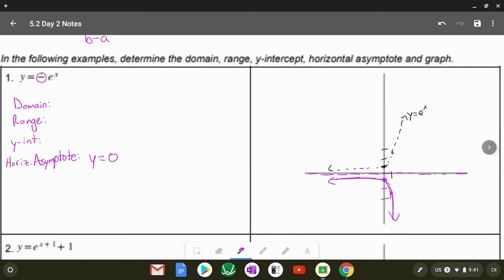The y-intercept changed from (0, 1) to (0, negative 1). The domain doesn't change, but the range is now going from negative infinity up to that horizontal asymptote, which is 0. So make sure you're going least to greatest.